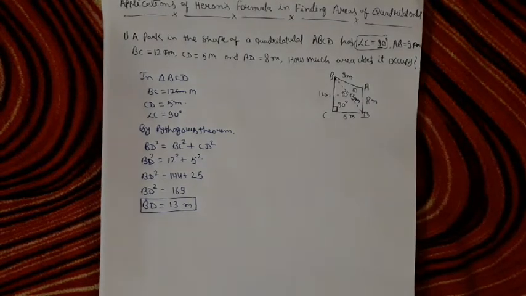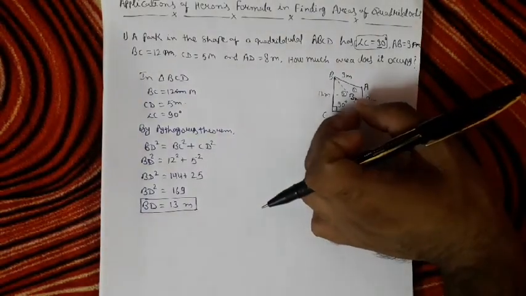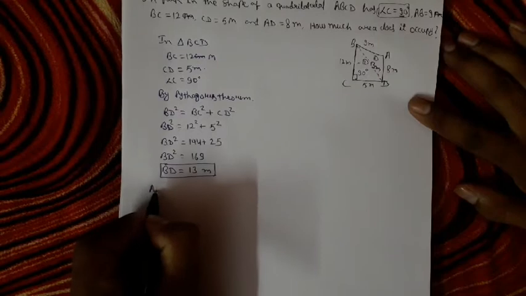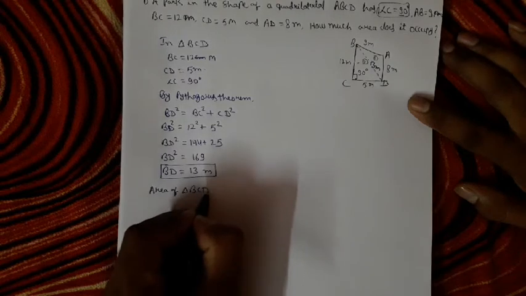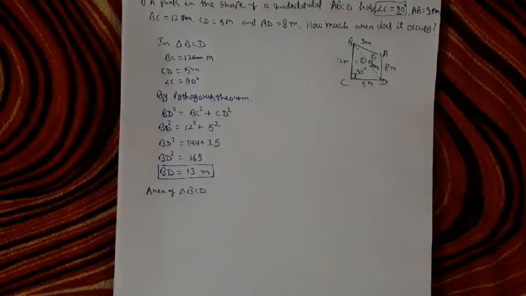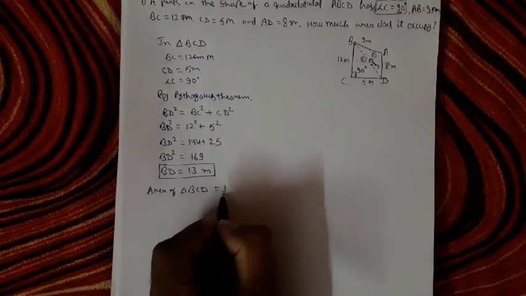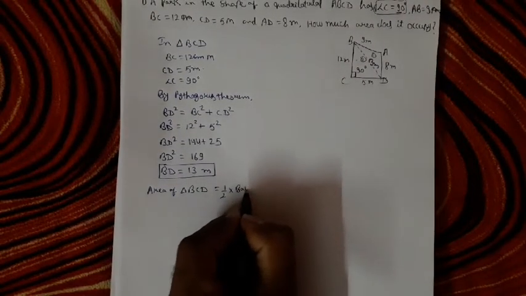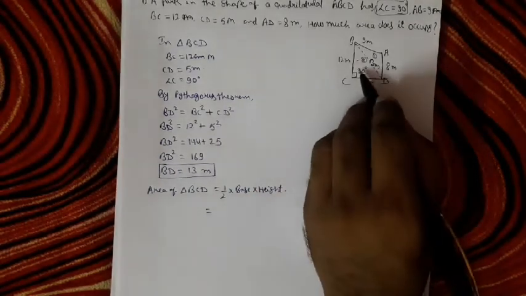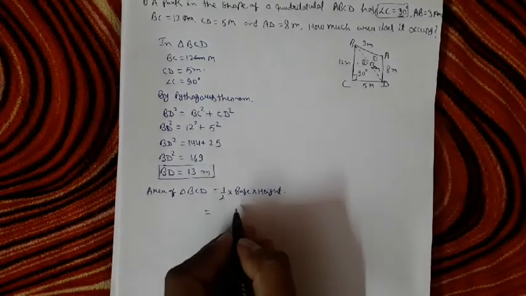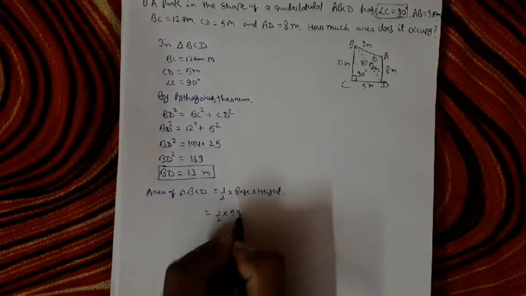Now we can use Heron's formula in both triangles, find their areas, and finally add them. First I am taking the area of triangle BCD. To find its area, I can use one more formula: area of triangle equals 1 upon 2 into base into height. So the area of triangle BCD equals 1 upon 2 into base into height. I am talking about only the second triangle BCD. Base we have 5, and height we have what?